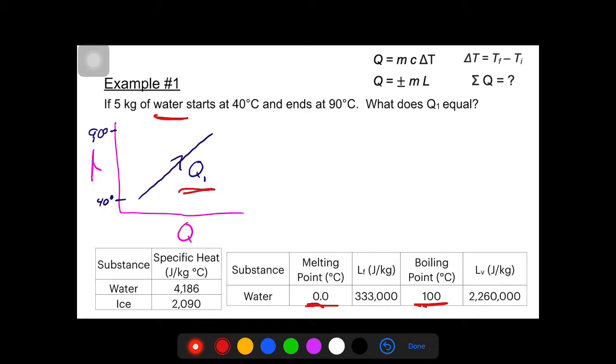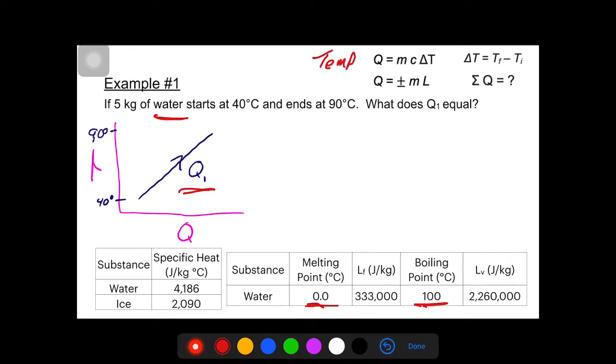So now what I'm asking you to do is, what does Q1 equal? What we have to decide is, is it a temperature change or is it a phase change? So this is the equation we're going to use.